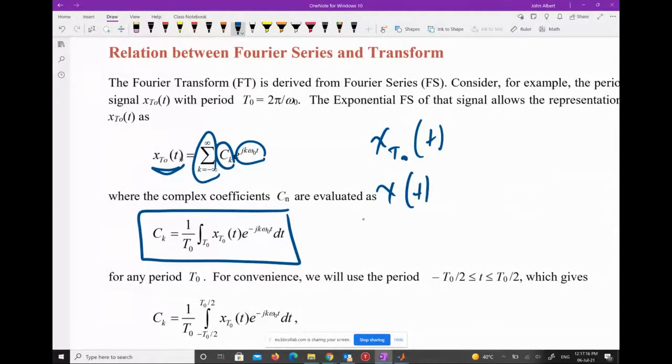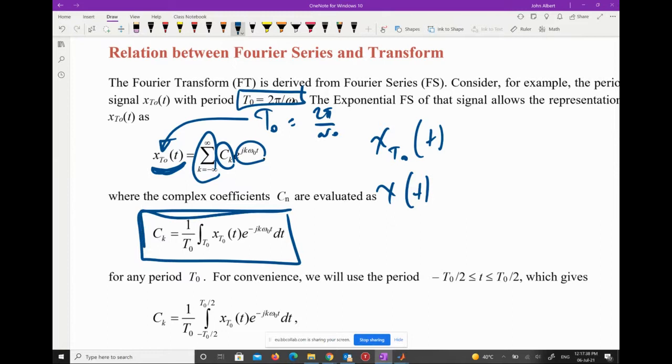I just called the signal, instead of x of t, x of T0 to indicate that we're talking about a periodic signal. And this periodic signal has a period that is equal to T0. Okay? And T0 is basically equal to 2 pi over omega 0. In fact, it's written there. So think of this as a periodic signal.